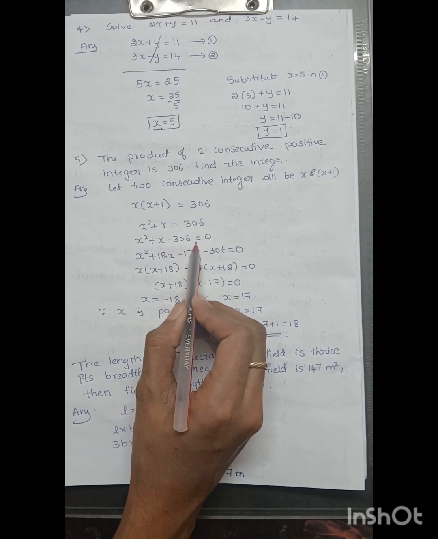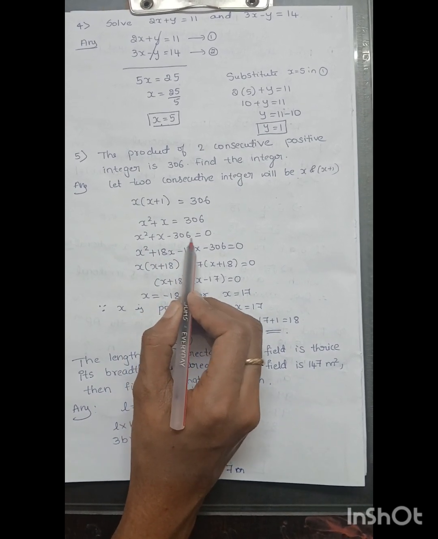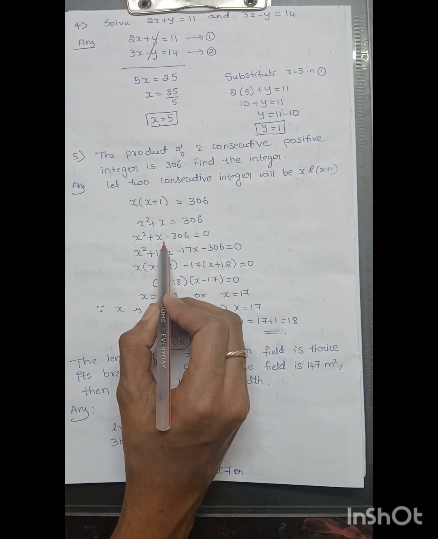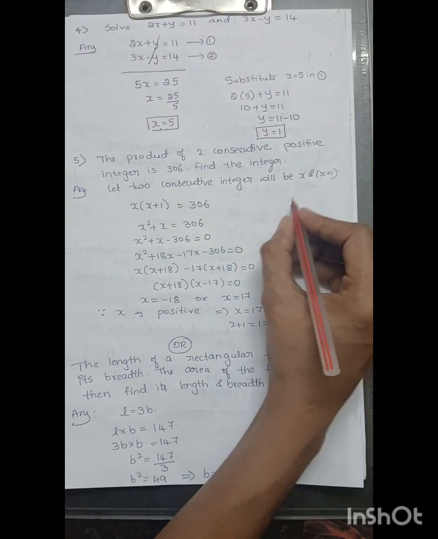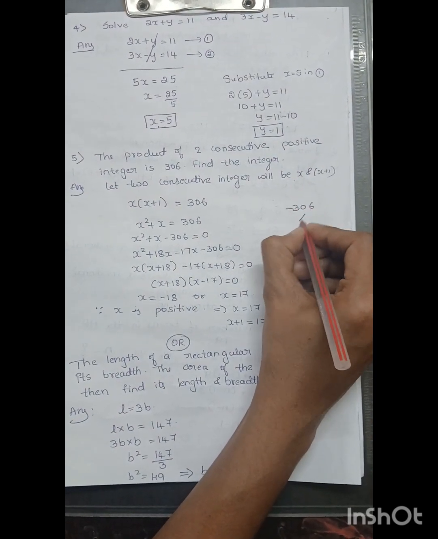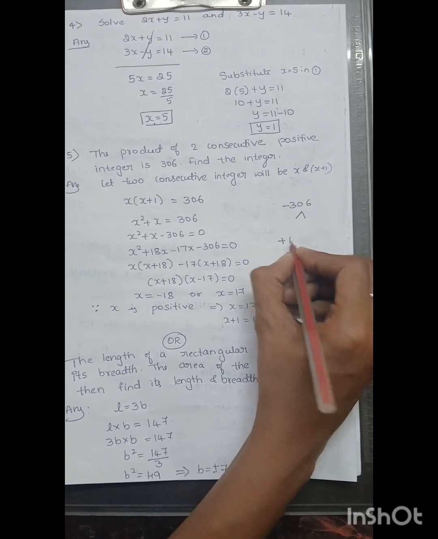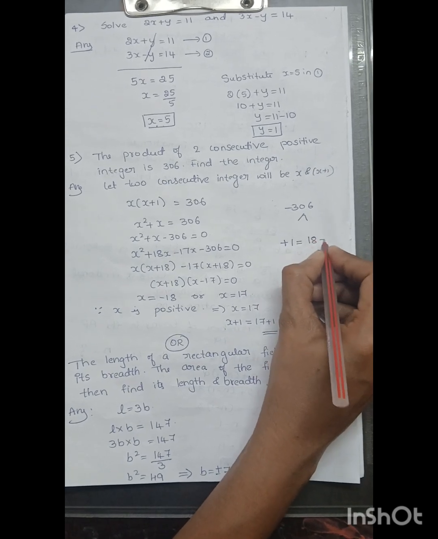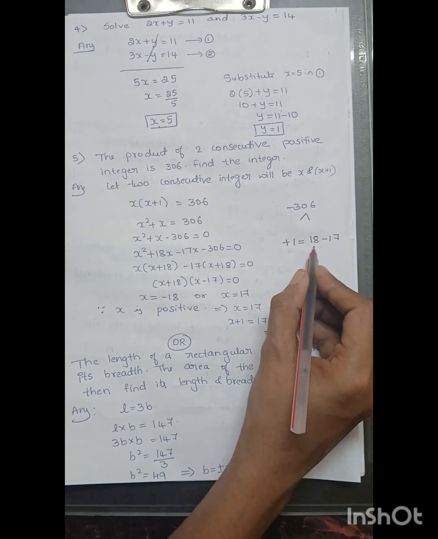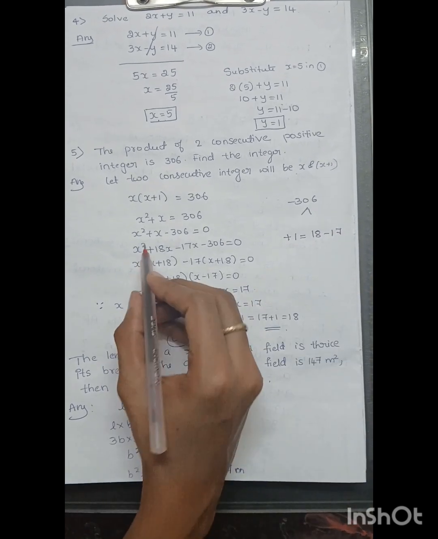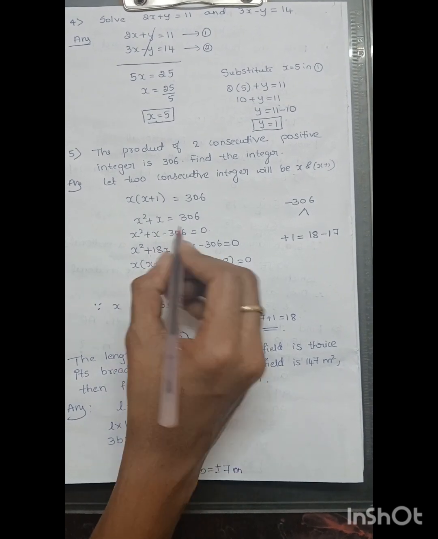We have to solve this quadratic equation by factorization method, that is by splitting the middle term. Multiplication of two numbers is minus 306 and addition of the two numbers is plus 1. The two numbers are 18 and minus 17. So plus 18 because this carries a plus sign. So plus 18 minus 17 x.